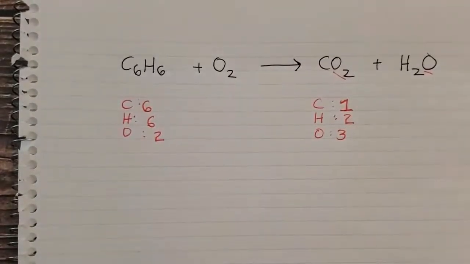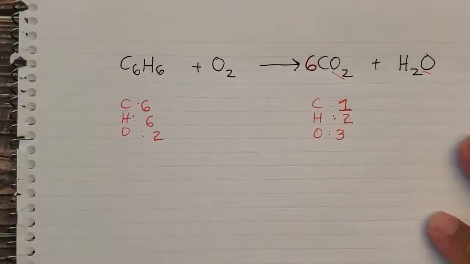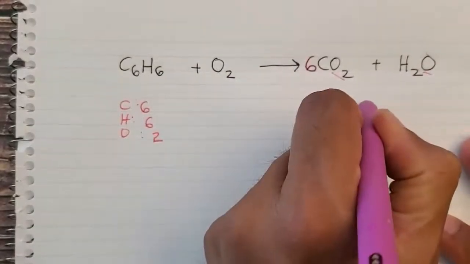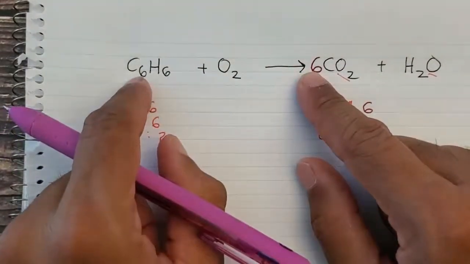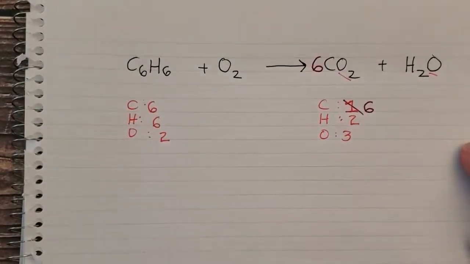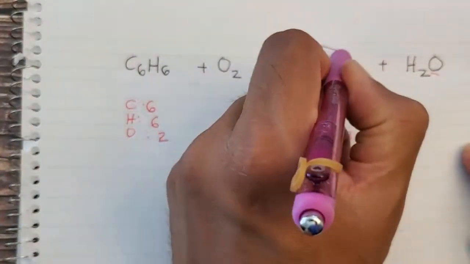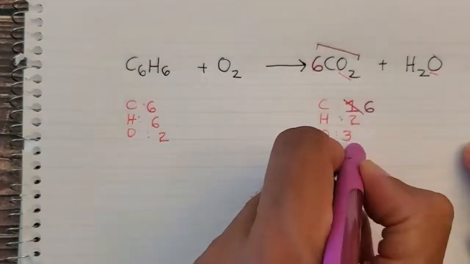So go for the easy bait. The easy bait, in my estimation, is going to have to be the carbons. So if I'm going to put a 6 here, the 6 here automatically balances out the carbons, because now I have 6 carbons here and 6 atoms of carbon in my reactant side. It's going to alter my oxygens. So my oxygens are going to be 6 times 2 is 12. 12 plus 1 is 13.